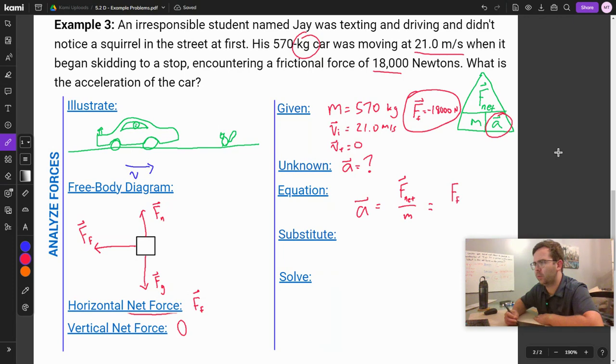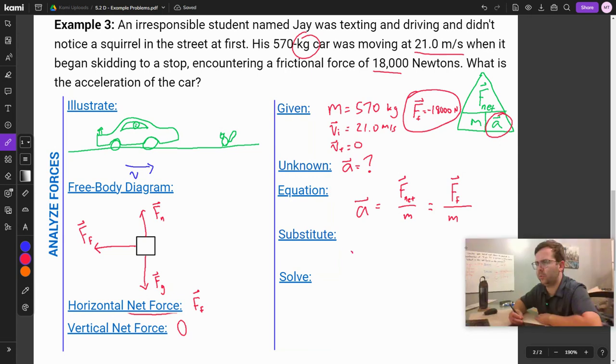The net force in this example is the frictional force only. There could be other examples where you have like an applied force as well. So you would add that up here and add the two forces together. But we don't have an applied force in this case, so we don't have to worry about that.